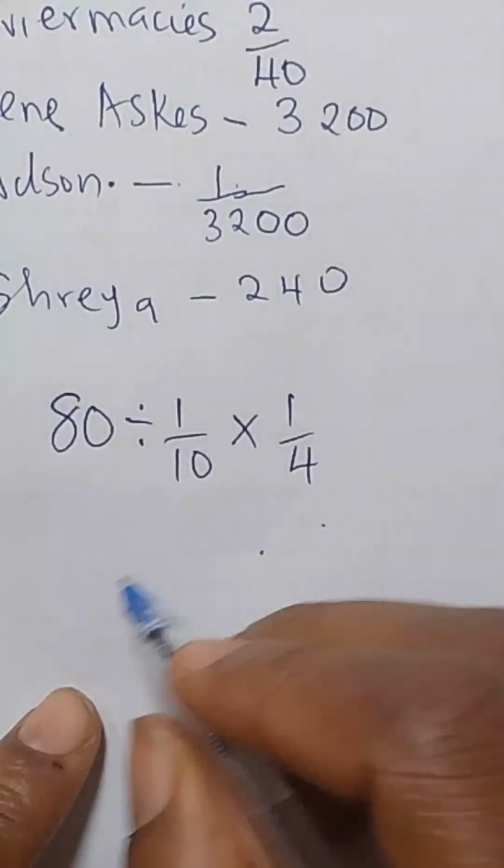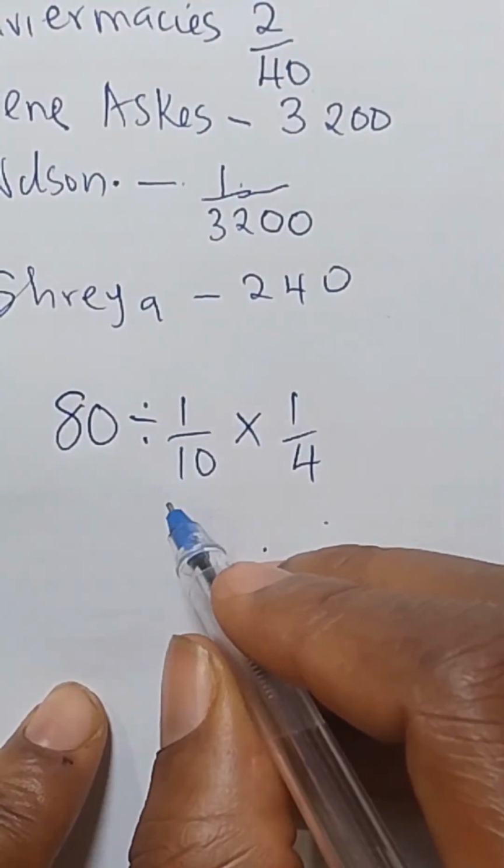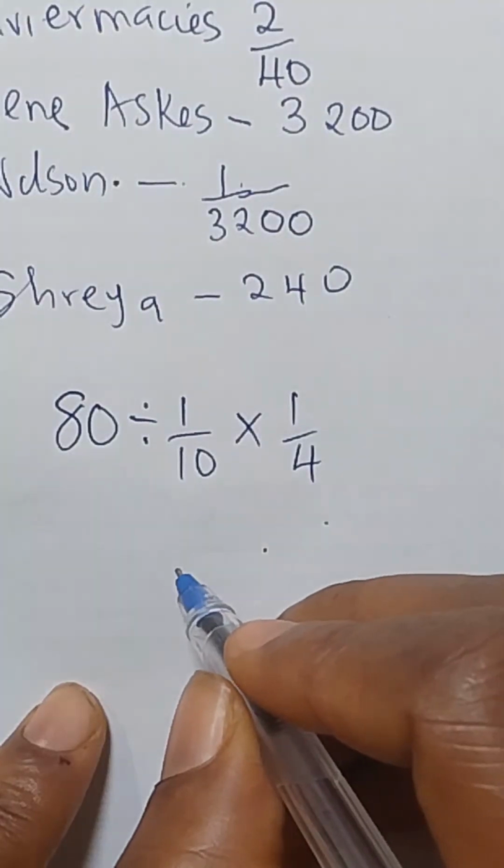When you're asked to divide a number, you can switch it to multiplication.